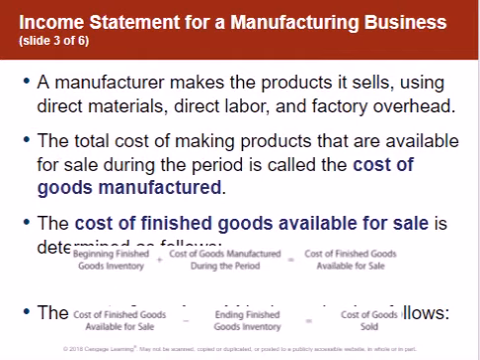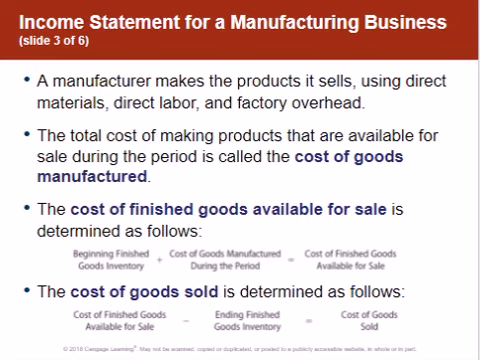A manufacturer makes the product it sells using direct materials, direct labor, and factory overhead. The total cost of making products that are available for sale during the period is called the cost of goods manufactured. The cost of finished goods available for sale is determined as follows. Beginning finished goods inventory plus cost of goods manufactured during the period equals your cost of finished goods available for sale.